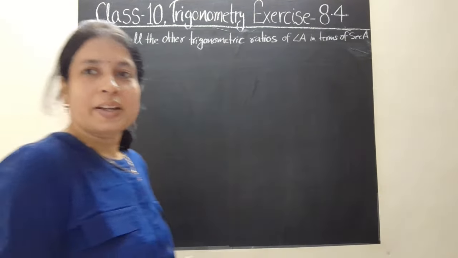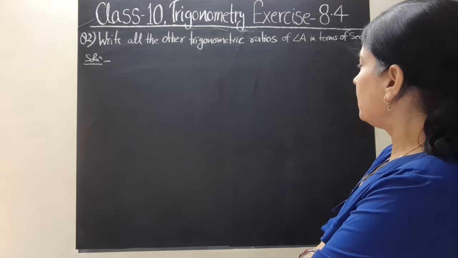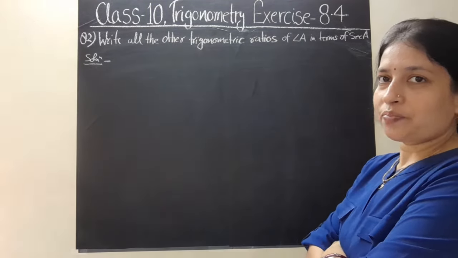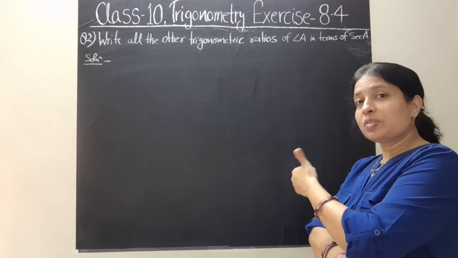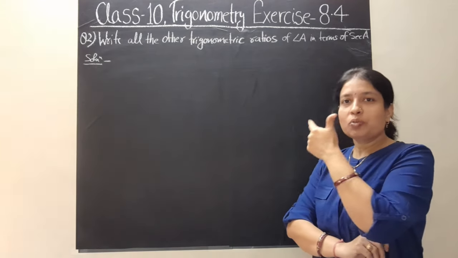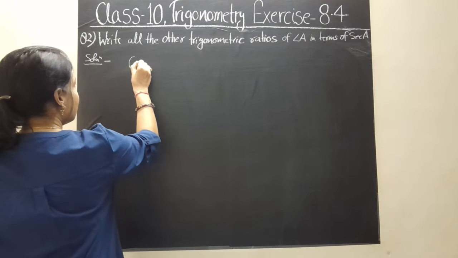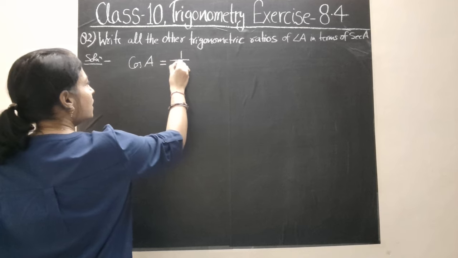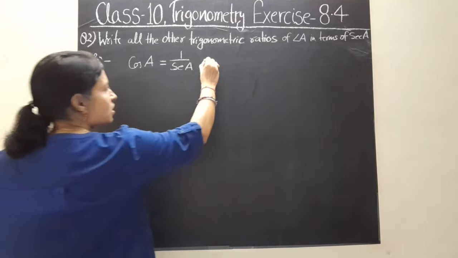So let us see our second question. Second one is: write all the other trigonometric ratios of angle A in terms of sec A. So here we have to write all other trigonometric ratios in terms of sec A. First we know that cos A is equal to 1 by sec A. So we can write cos A is equal to 1 by sec A. This is very simple. This one is your first.